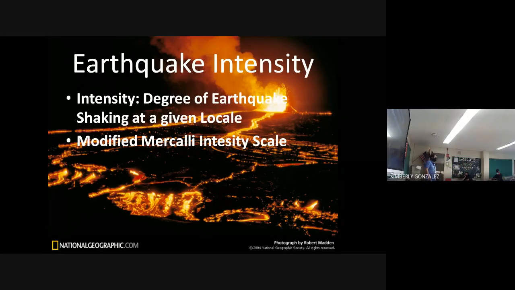Now, this is going to be affected by a whole bunch of different things. How well built an area is. Is the area built to survive earthquakes? Is the area not built to survive earthquakes? What's the soil underneath your feet? Is there a lot of water in it? And things like that. Okay?